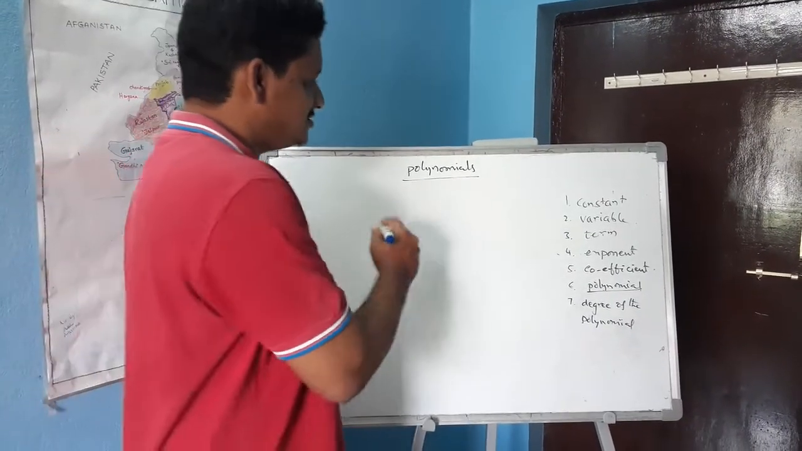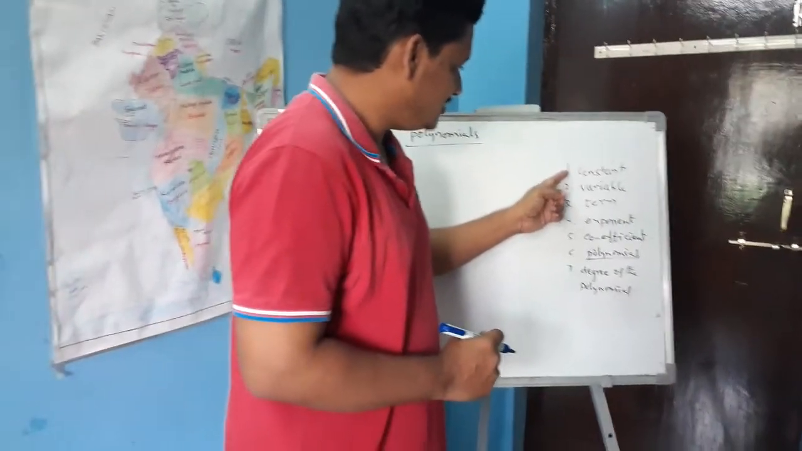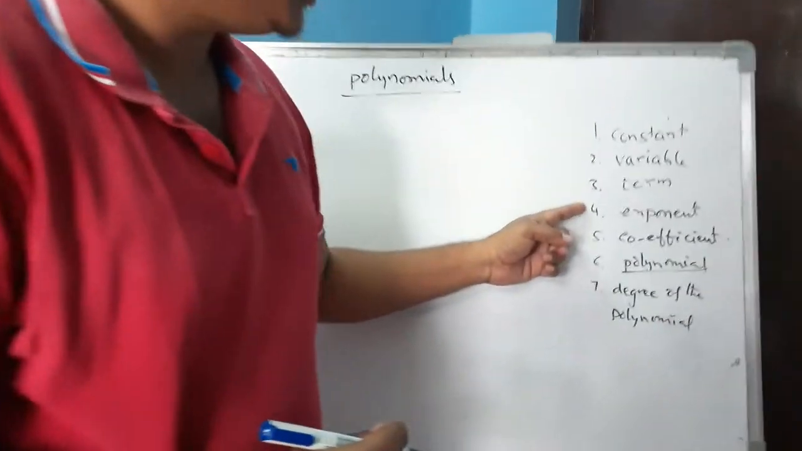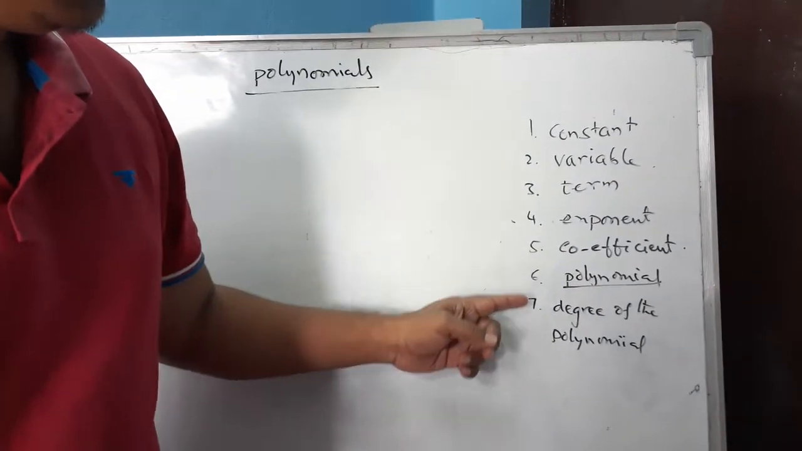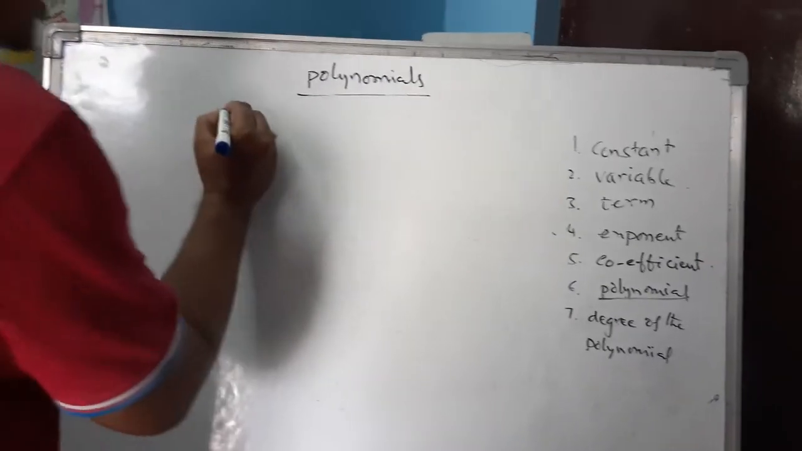Today we are going to discuss the polynomial. In this polynomial, we have constant, variable, term, exponent, coefficient, polynomial, and last one, the degree of the polynomial. The first one is constant.